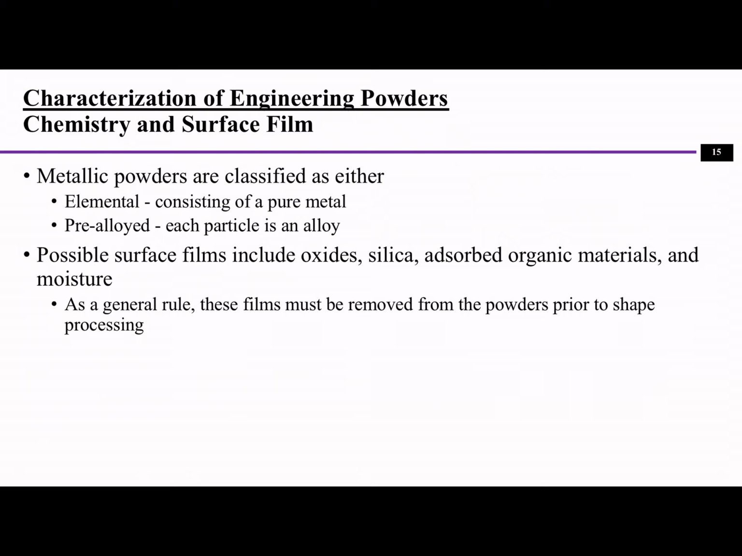So metallic powders are usually classified as either elemental, which means it's a pure metal, or pre-alloyed, which means that each particle is an alloy. And some of the possible surface films include oxides, silica, or absorbed organic materials, and moisture. Of course, those films can be removed from the powders before they are shaped.